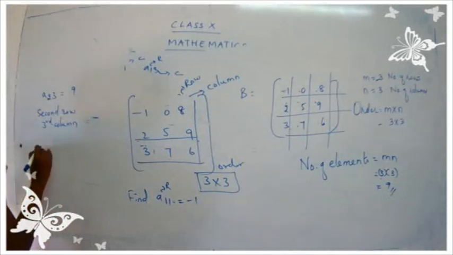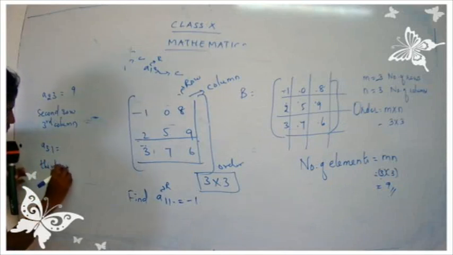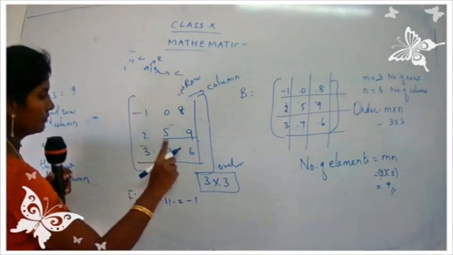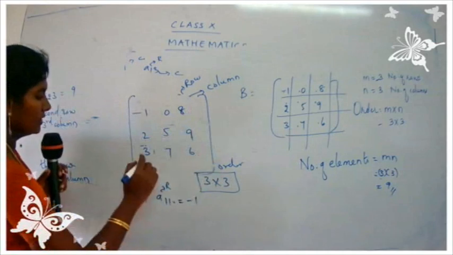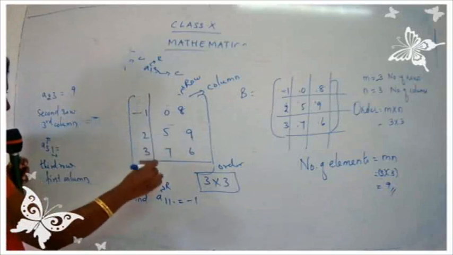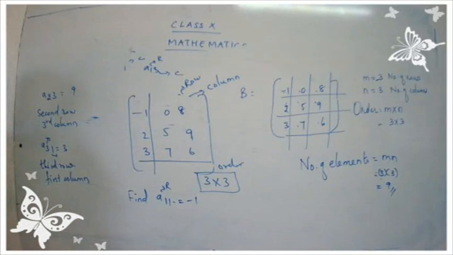Okay, I'll give you one more. Let us find A31. What is the meaning of 31? Third row, first column. First one is row, second one is column. So third row, first column. Where is the third row? This is the third row. First column, yes, this is the first column. So what is the answer? 3 is the answer. I hope you are clear.